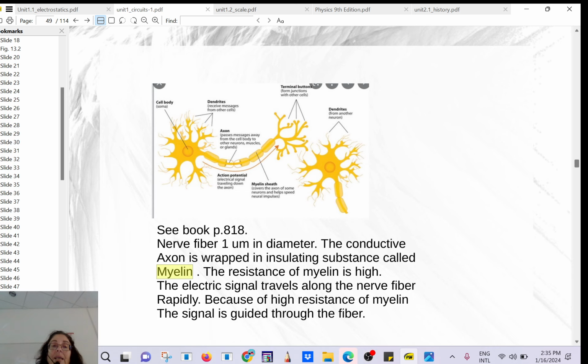Myelin here, and that's a resistance. Same way you have electricity flowing, or a signal flowing in an electric wire, you're going to have an insulating layer with a very high resistance to make sure that the signal does not leak out. So here it's the same idea. It's like a protective layer that prevents the signal from leaking out.